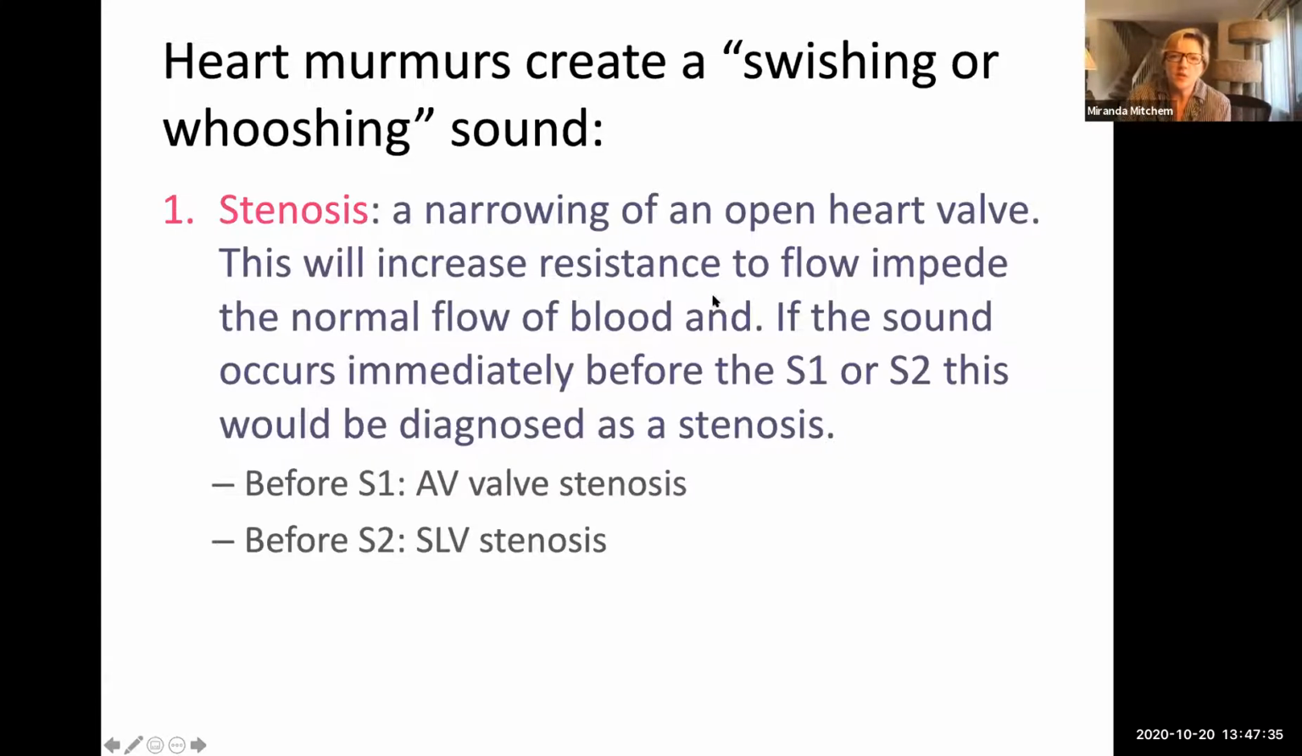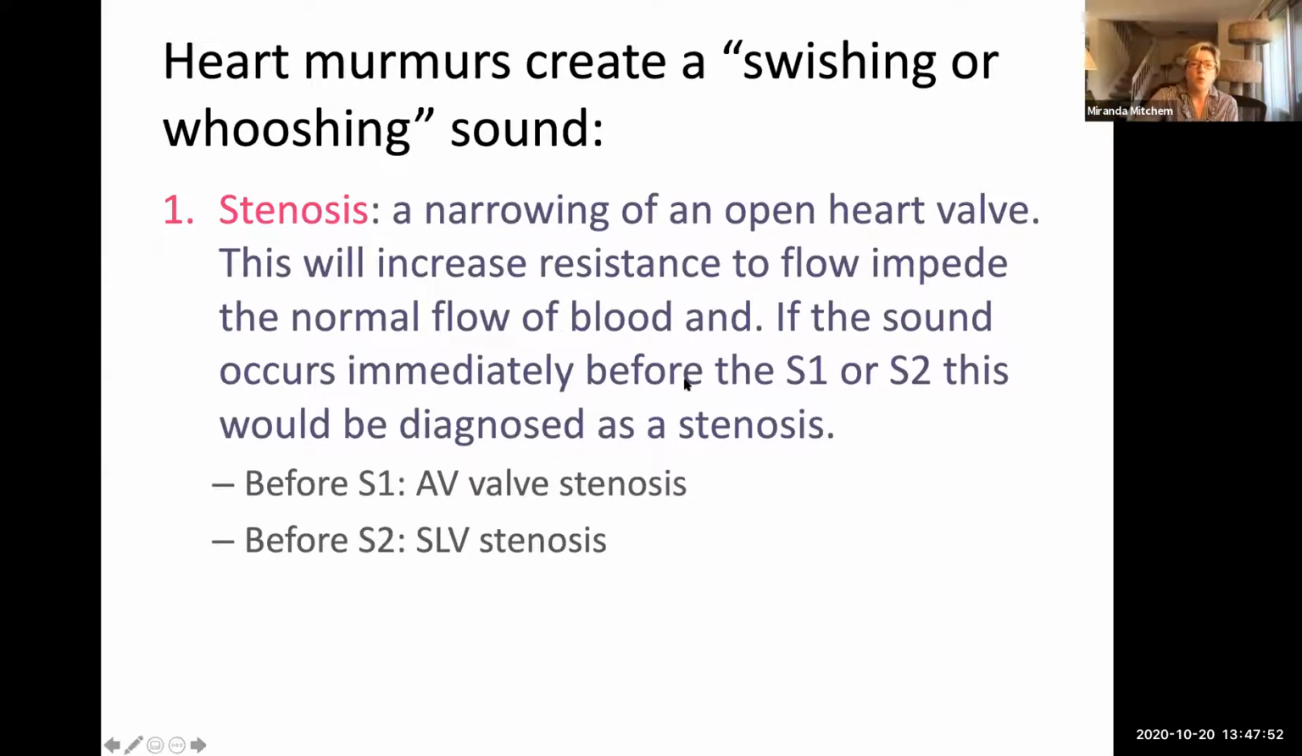So stenosis is going to affect resistance. It's going to increase resistance. And remember at the beginning of the lecture, we talked about the relationship between flow is proportional to the change in pressure divided by resistance.